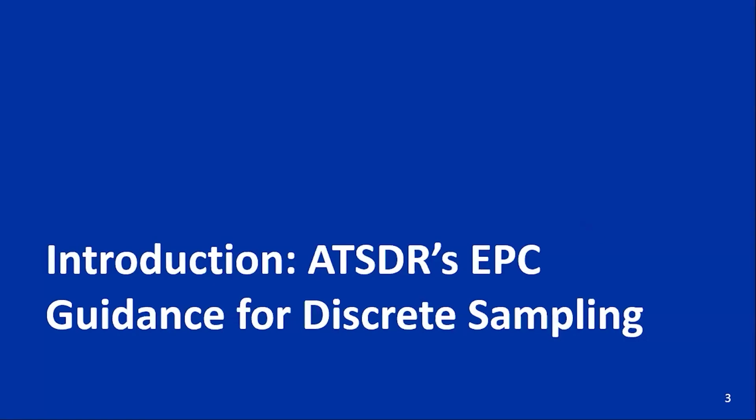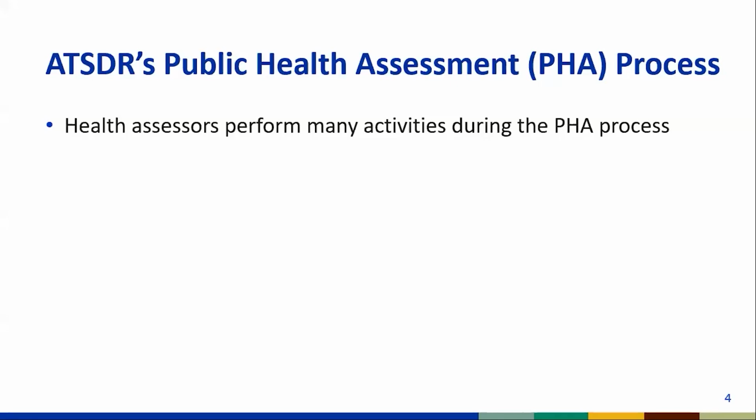To begin, I will provide a brief overview of ATSDR's EPC guidance for discrete sampling. As you know, health assessors perform many activities during the public health assessment, or PHA process. Some of these include developing a site conceptual model, screening environmental data against health-based comparison values, identifying exposure units, estimating EPCs, and calculating doses or air exposure levels.